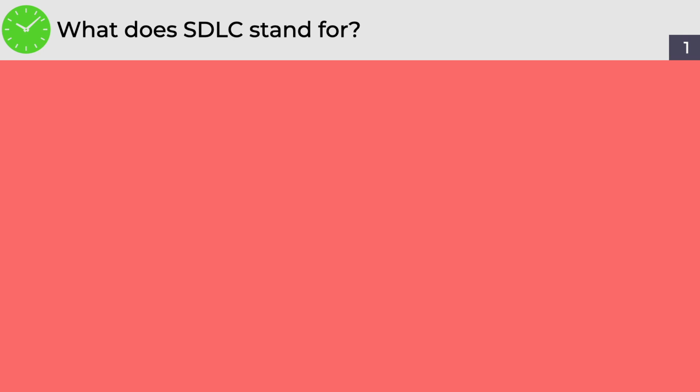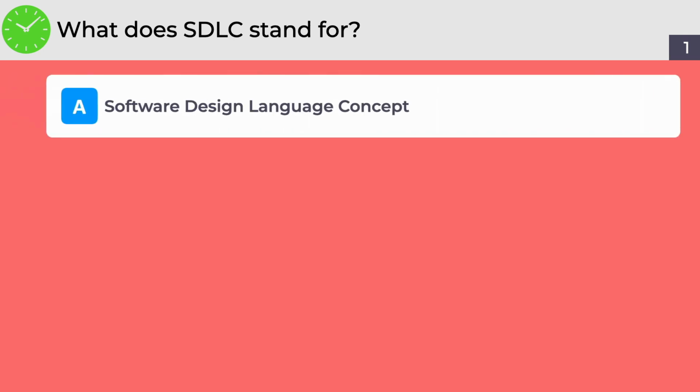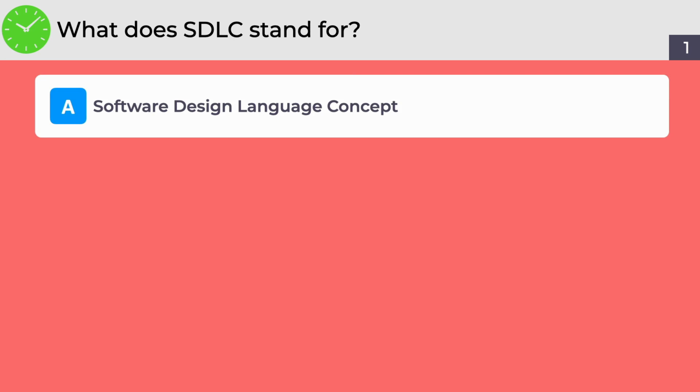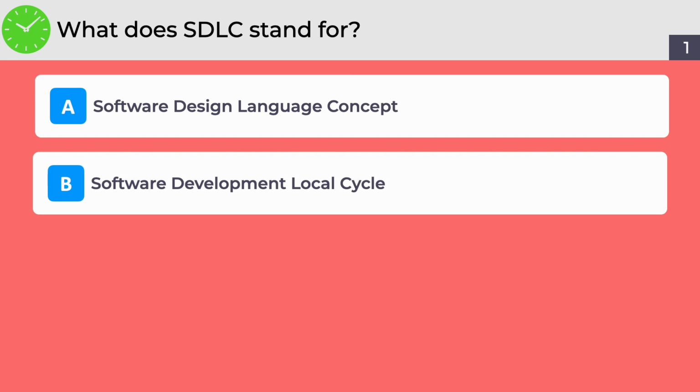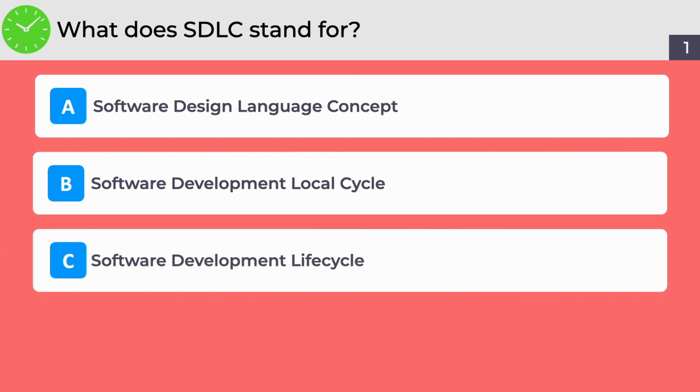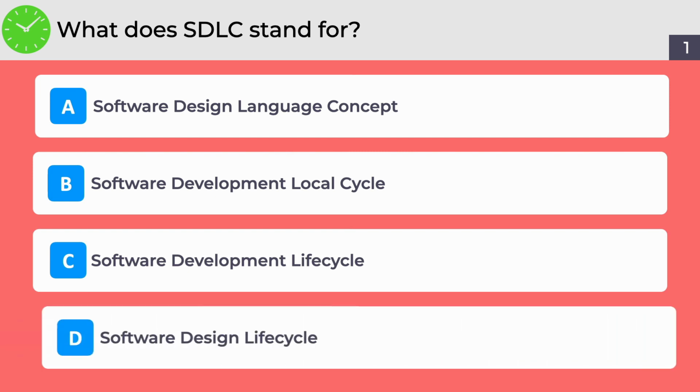Question number 1. What does SDLC stand for? Option A. Software Design Language Concept. Option B. Software Development Local Cycle. Option C. Software Development Lifecycle. Option D. Software Design Lifecycle. Your time starts now.